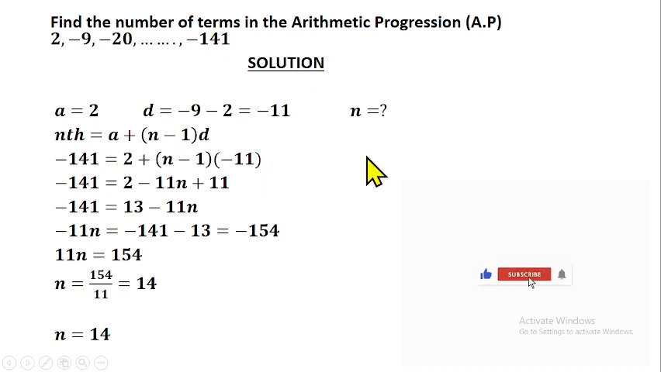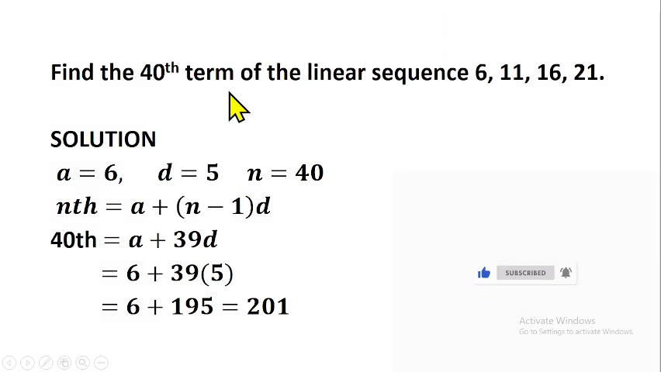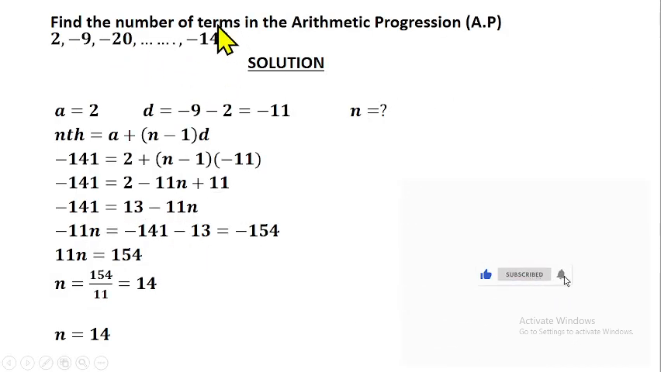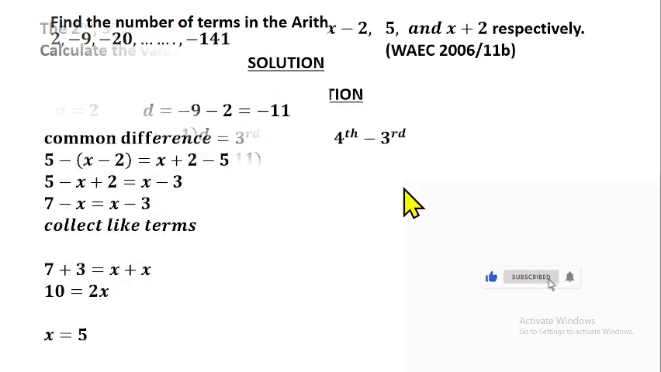Do we understand that? There's a difference between this question and this question here. You should know the difference. This one is talking about looking for the value of the 40th term, so we know the value of our n here: n is 40. But in this question, we don't know the value of n, but we know the last term. So we can use that to find the number of terms between 2 and minus 141, which is our n.